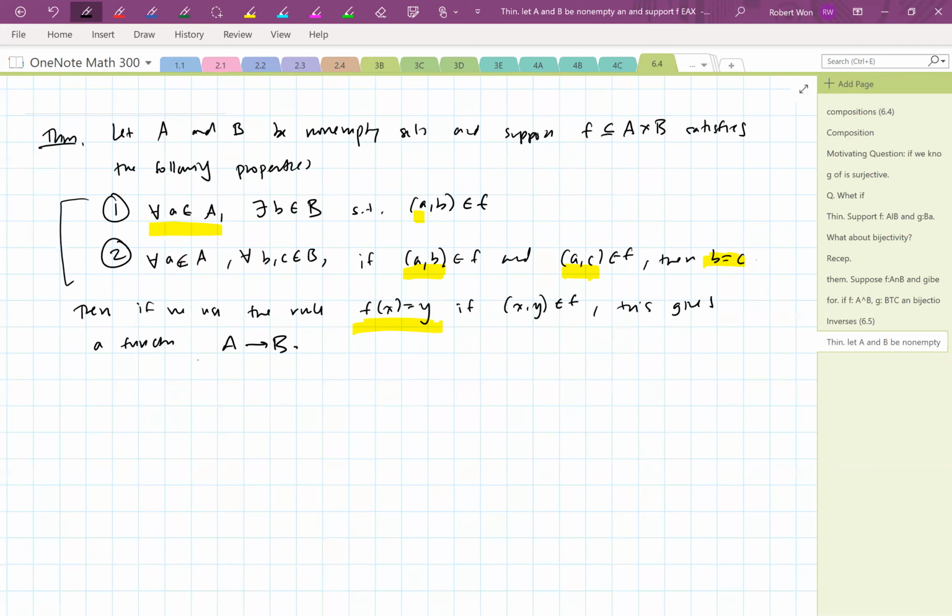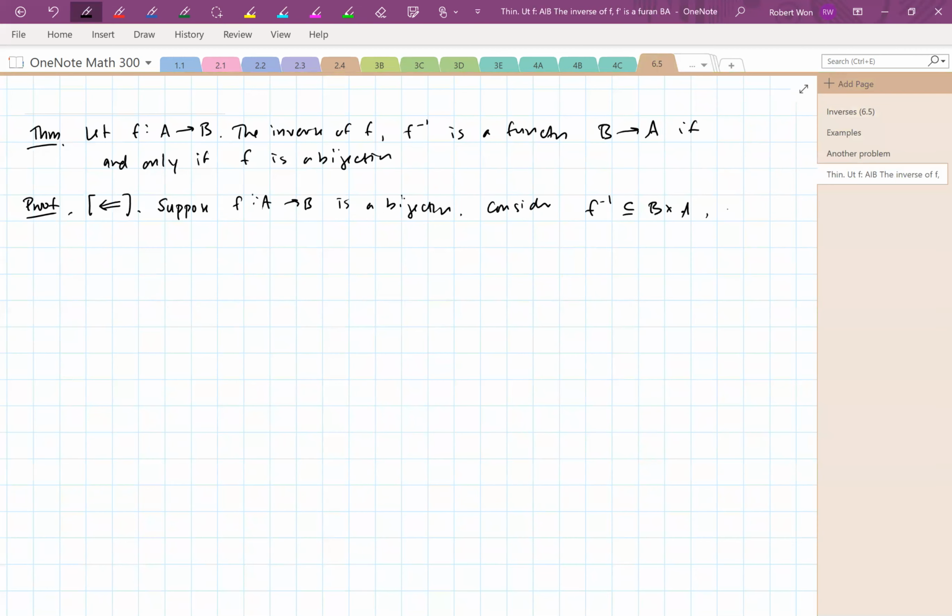So I need to make sure that every element of B appears as a first coordinate in F inverse, and it appears only once as a first coordinate in F inverse. That's what I need. So we need to show that F inverse satisfies the two properties. In your notes, I'm seeing this as theorem 140. I hope that's correct. Sorry, 137. The current one that I'm proving is 140.